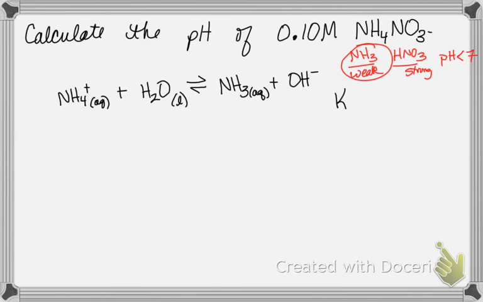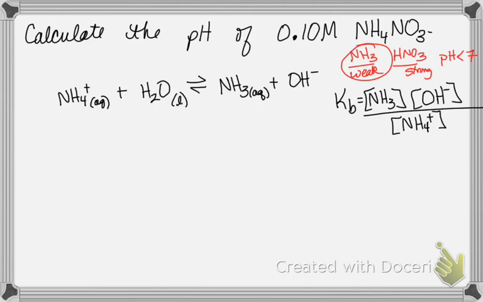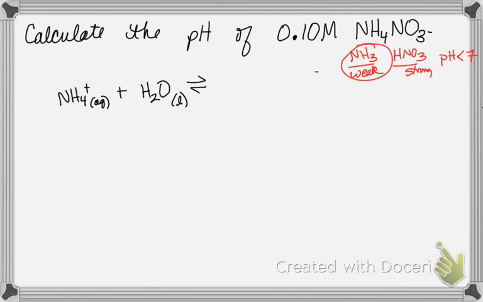Okay, this is a Ka equation. You don't have to write all that I'm writing, but I'm writing this to show you the products over the reactants. I started out right, but I wrote hydroxide instead of hydronium. It's a Ka equation.